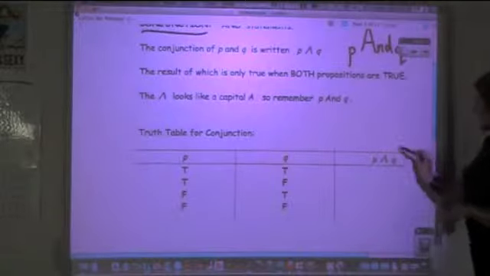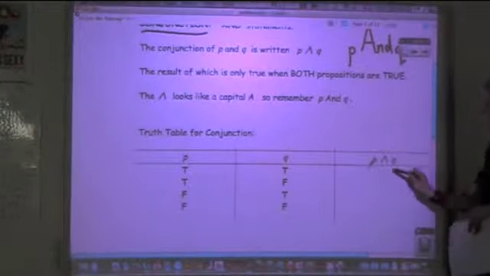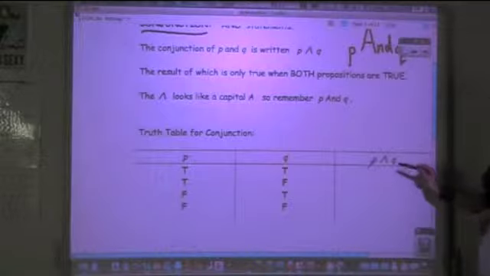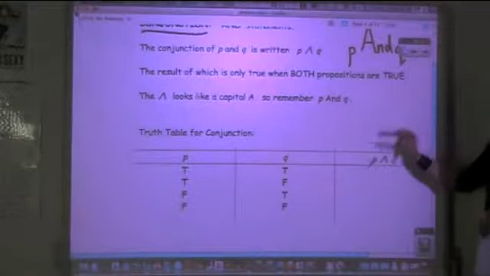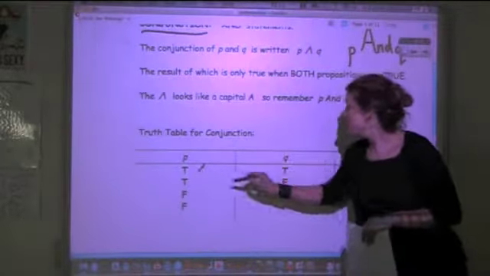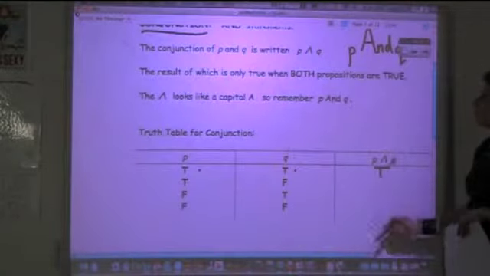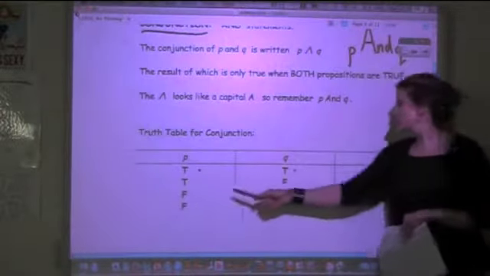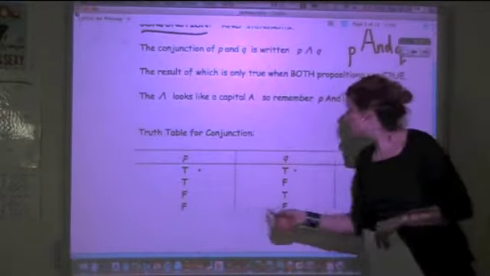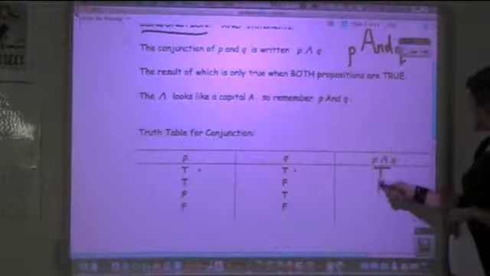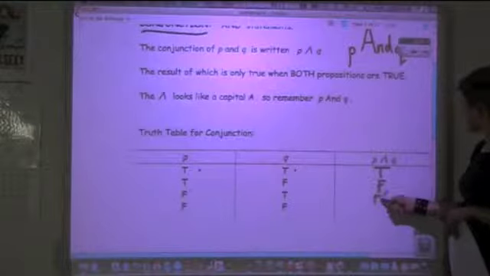So let's have a look at the truth table for that. What did we say? We're considering the conjunction here, the conjunction of P and Q. And we said that it's only true when both P and Q are true. All the other options, true, false, false, true, and false, false, are going to be false as well.